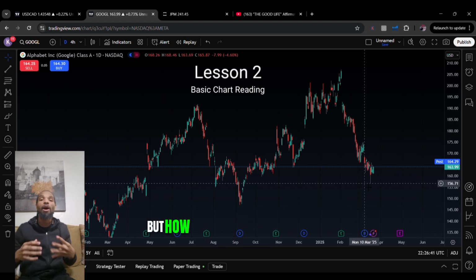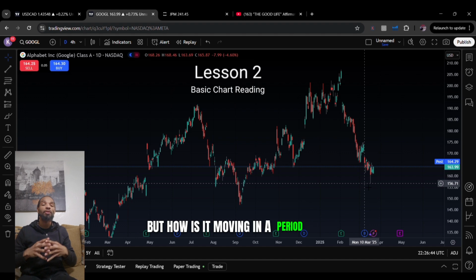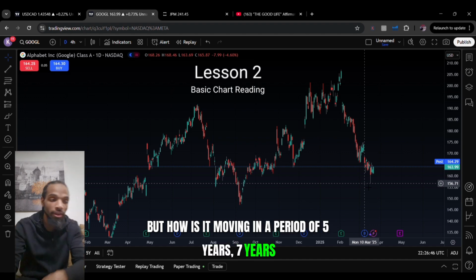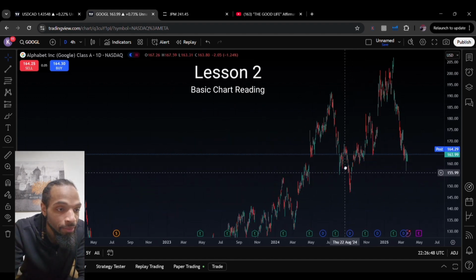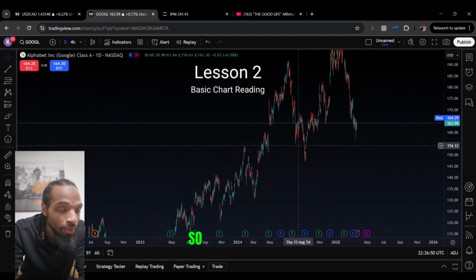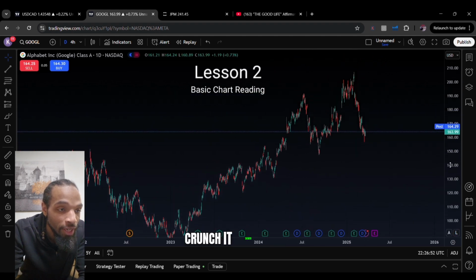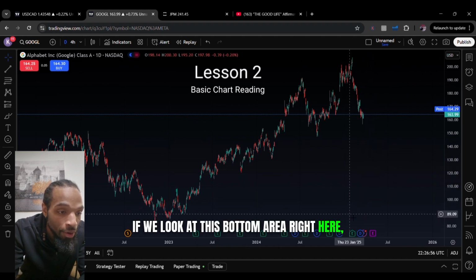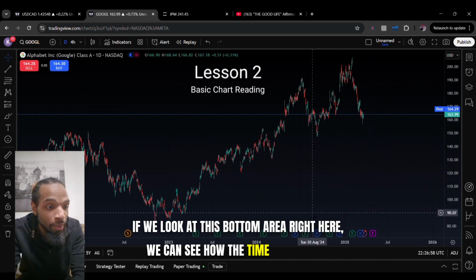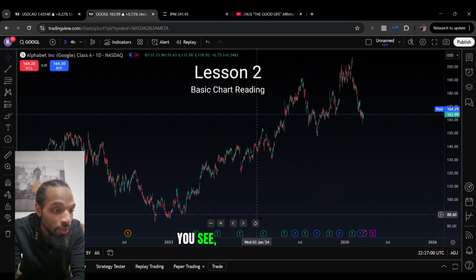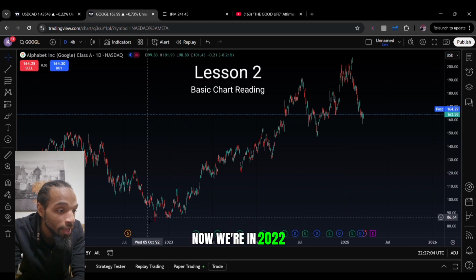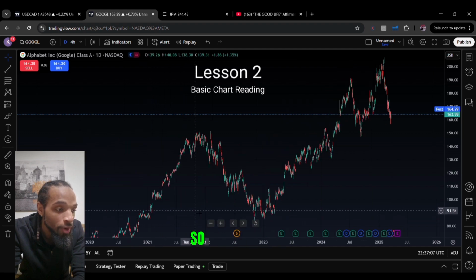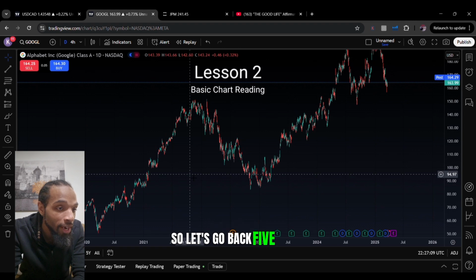Number 4, but how is it moving in a period of 5 years, 7 years? So now that we pull out, crunch it down some. Now that we pull out, if we look at this bottom area right here, we can see how the time is changing. You see, now we're in 24, now we're in 2023, now we're in 2022. You see, so now we can see. So let's go back 5 years.